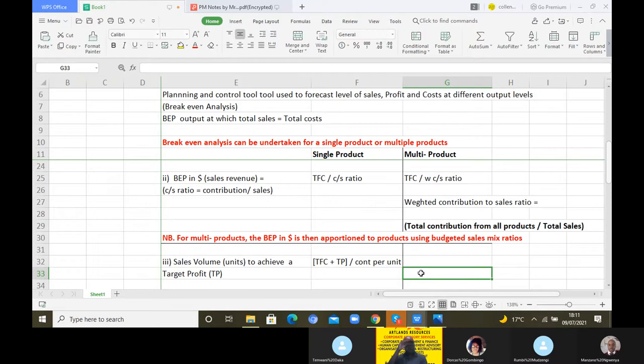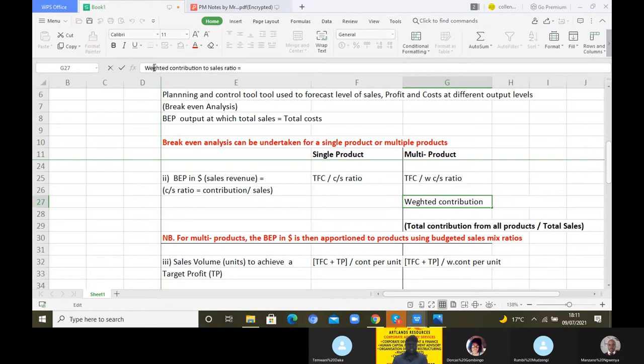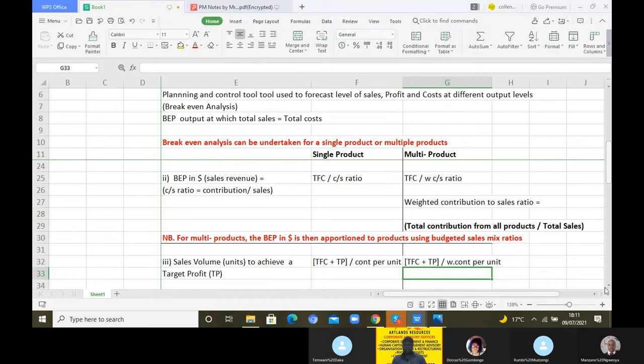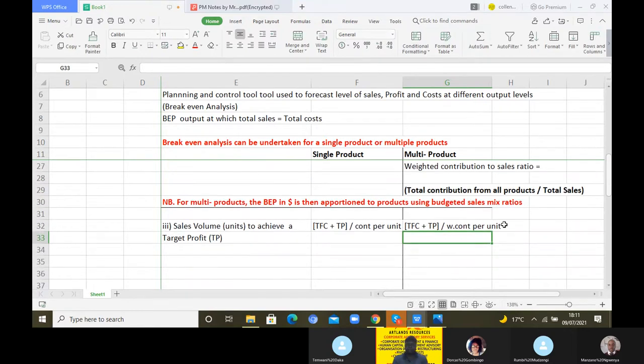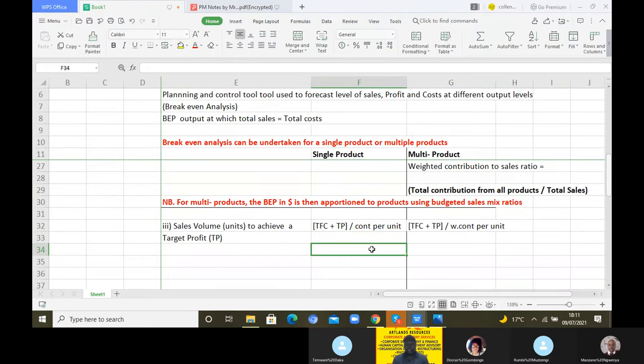Now, if you wanted to find it for multi-product, the formula is again the same. If I copy this formula here and paste it, all I have to do is put the word weighted contribution per unit. I then have to calculate weighted contribution per unit, the same way I calculated weighted contribution per unit above. So you get that? Right, so there you go.